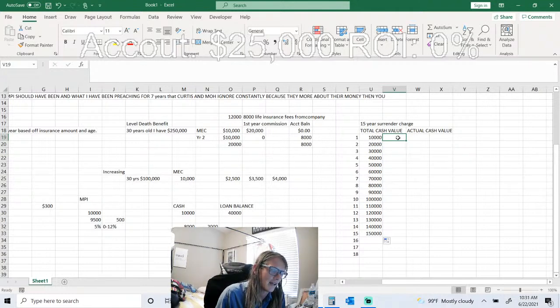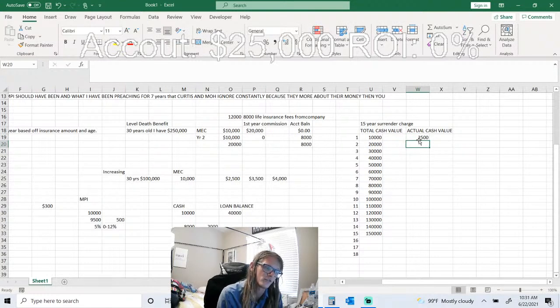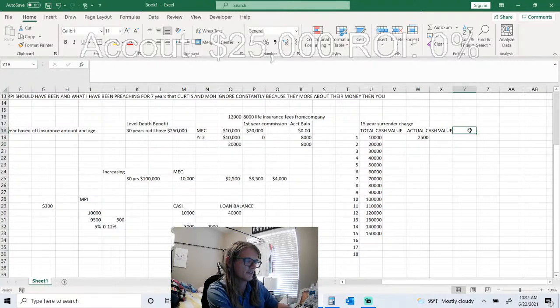So, we understand the total cash value. Now we want to understand the actual cash value. So you put in the 10,000. Now you have 2,500, and then you basically have what's called the surrender charge.